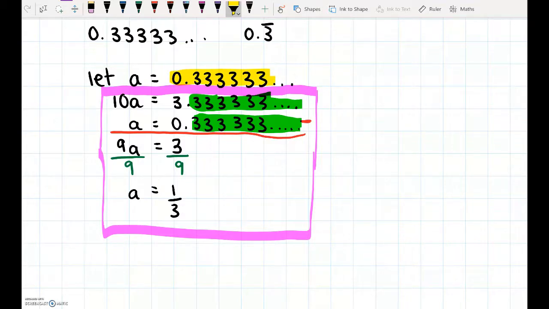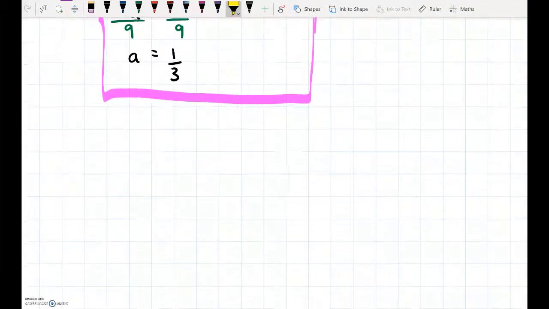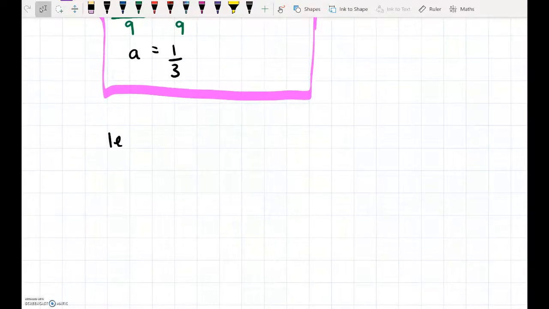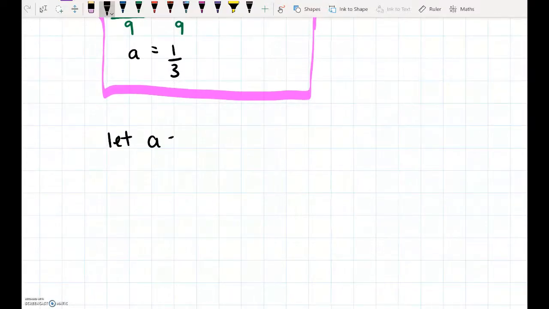Okay, so we're going to look at this again because that's the first time doing it. Maybe it's a little bit confusing for you. So let's try it again with another one. Okay, let's do 0.7 recurring. So let a equal 0.7 recurring. Okay, so that's what we're going to say.